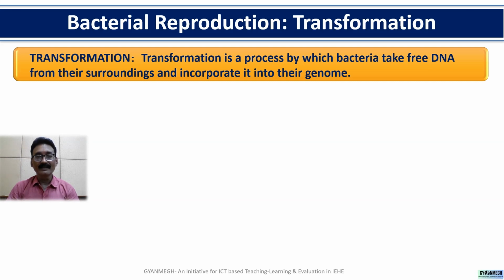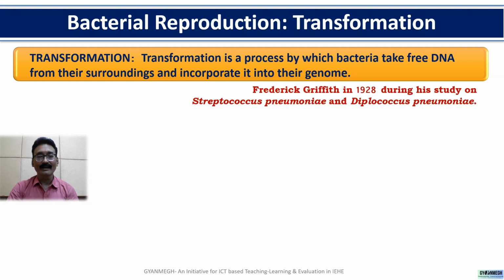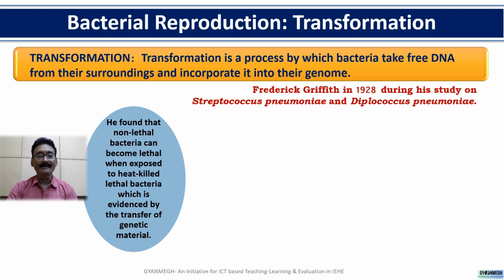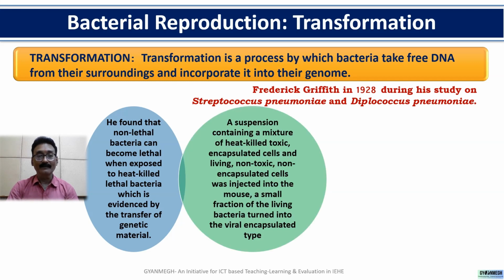Transformation is a process by which bacteria take free DNA from their surroundings and incorporate it into their genome. This phenomenon was first observed by Frederick Griffith in 1928 during his study on Streptococcus pneumoniae, also called Diplococcus pneumoniae. He found that if non-lethal bacteria and heat-killed lethal bacteria are suspended together, the non-lethal bacteria can become lethal, which is evidenced by the transfer of genetic material.